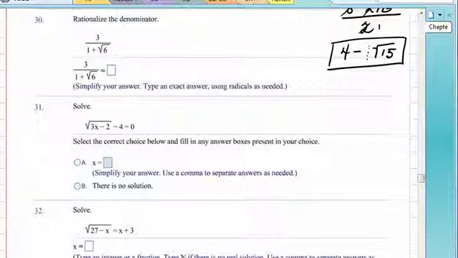We're going to continue. I think you probably could have done number 30 without me going over it, but I'm going to go over it anyway.